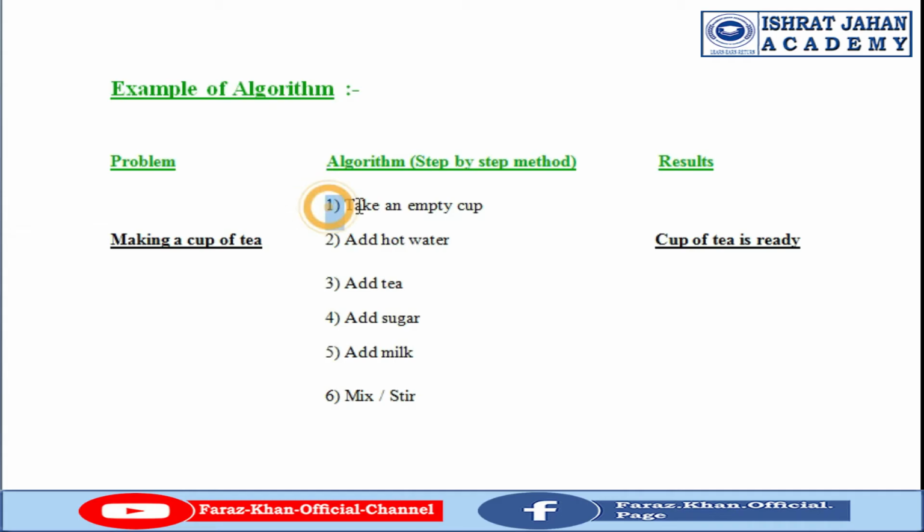Take an empty cup. Another step should be add hot water. Third step should be add tea. Fourth step should be obviously add sugar. Fifth step should be add milk. And the sixth step should be mix or stir. So by the end of when we go through these steps, we will finally get the cup of tea. So the resultant should be the cup of tea is ready. So this is a generic example of algorithm, the real life example of algorithm. Let's move on.